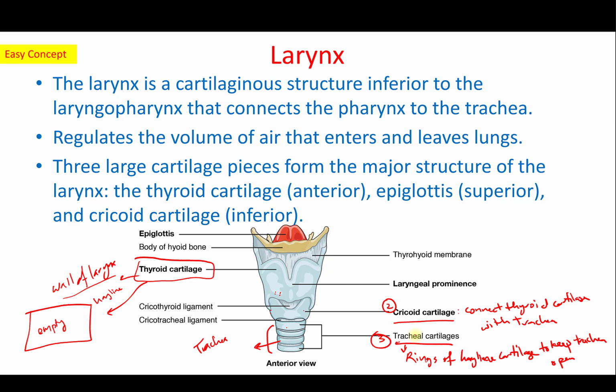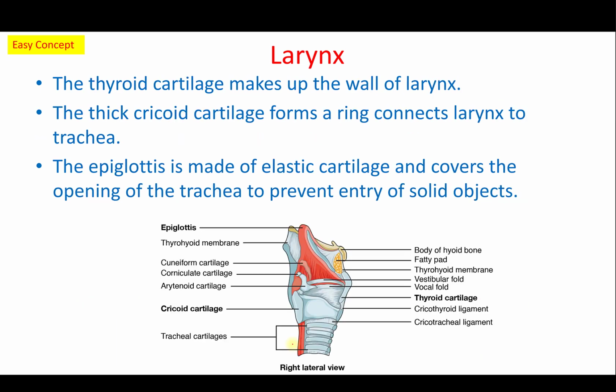Okay, so we have the thyroid cartilage, that is the main structure, the wall of the larynx. Cricoid cartilage to connect the thyroid cartilage with the trachea, and then the trachea itself has tracheal cartilages. We said those are rings to keep it open. Now, if we look inside the larynx, inside the thyroid cartilage, this is the thyroid cartilage. Here is the thyroid cartilage. And this is the trachea, okay? And this is the cricoid cartilage. So we are looking at a lateral view.